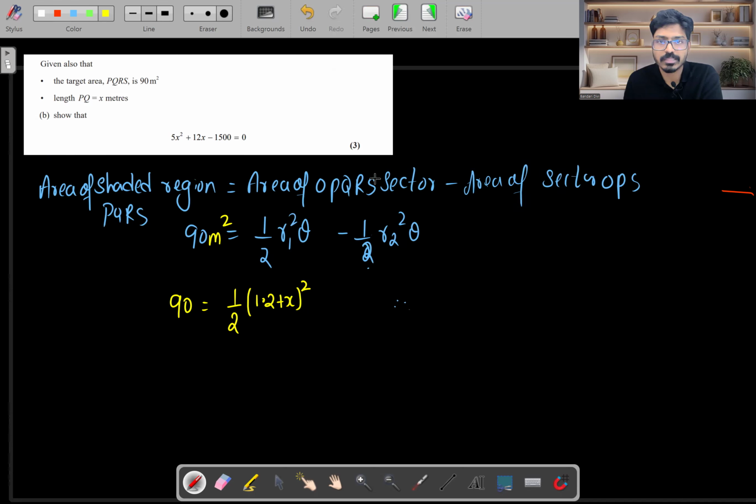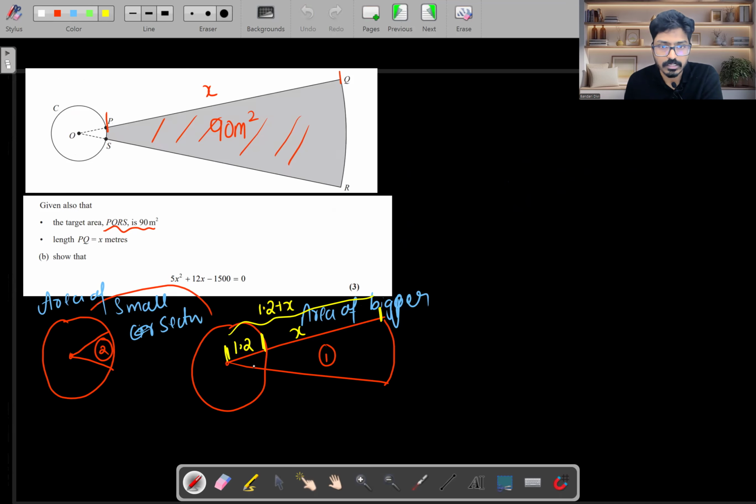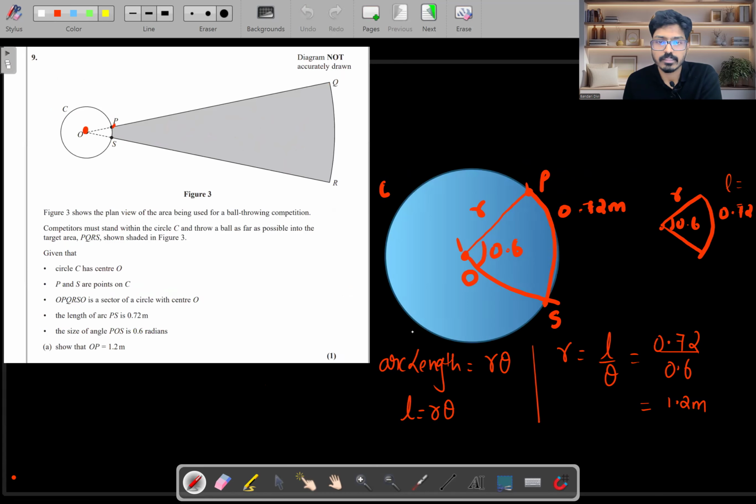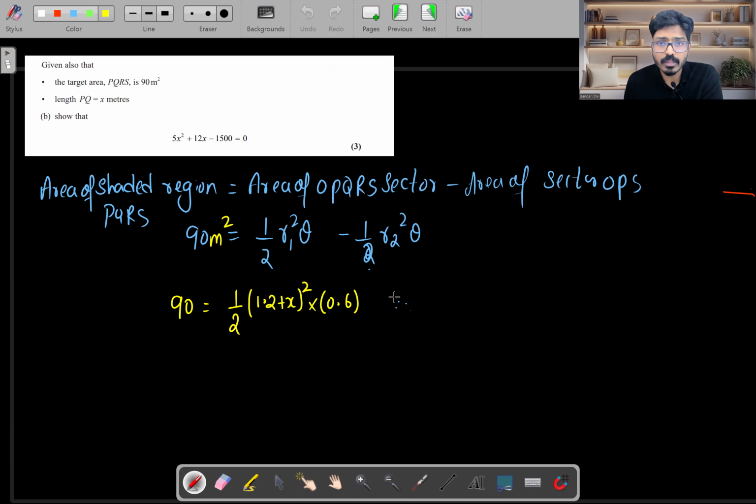And then what is our theta? Theta will be our angle, which is going to be 0.6. Already we know it from the first part of the question, you can notice here. Now, minus half r2 squared, which is for the smaller sector, 1.2 squared multiplied with 0.6.